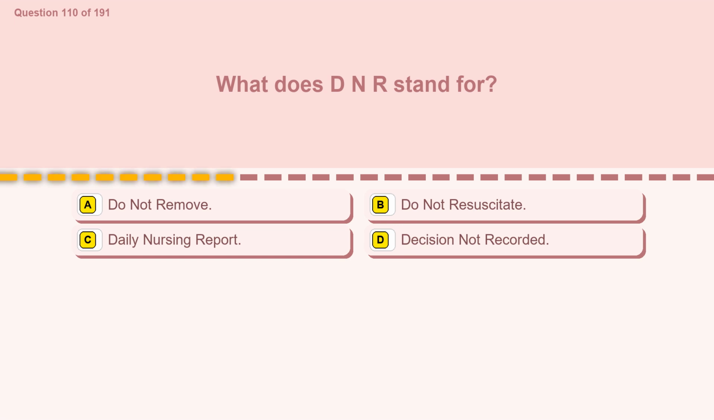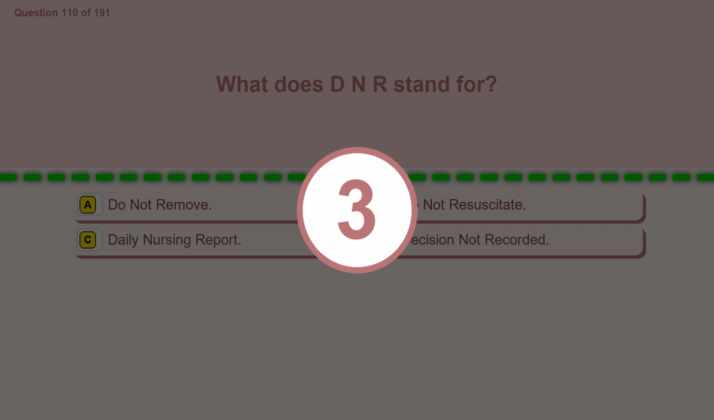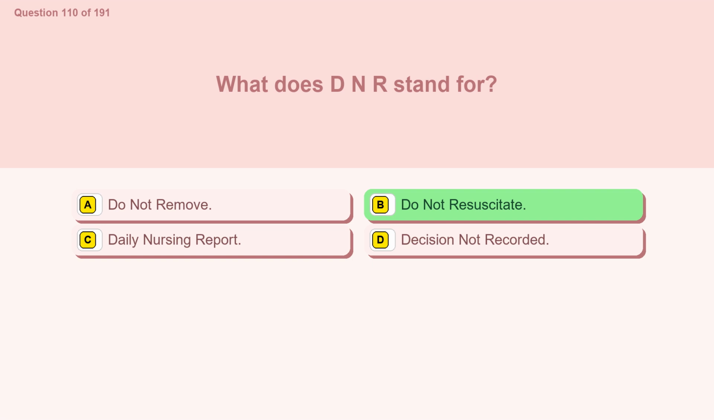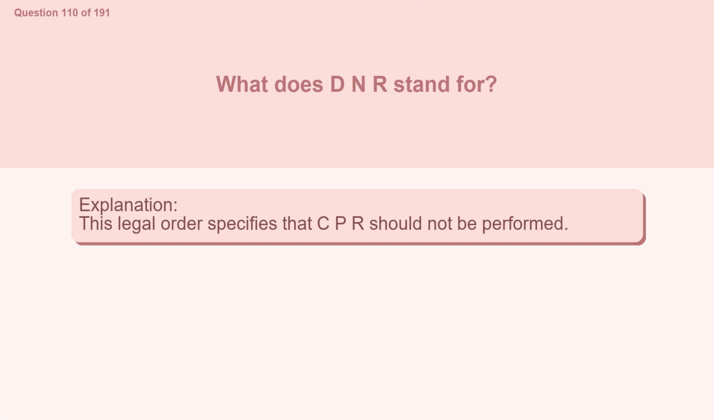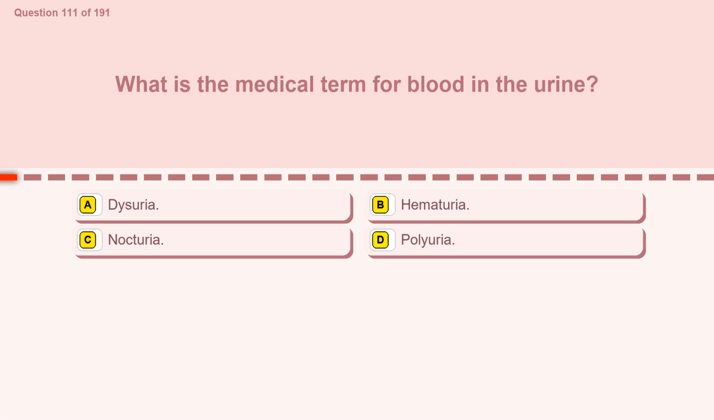Option A, do not remove. Option B, do not resuscitate. Option C, daily nursing report. Option D, a decision not recorded. The correct answer is option B, do not resuscitate. This legal order specifies that CPR should not be performed. Question 111. What is the medical term for blood in the urine?